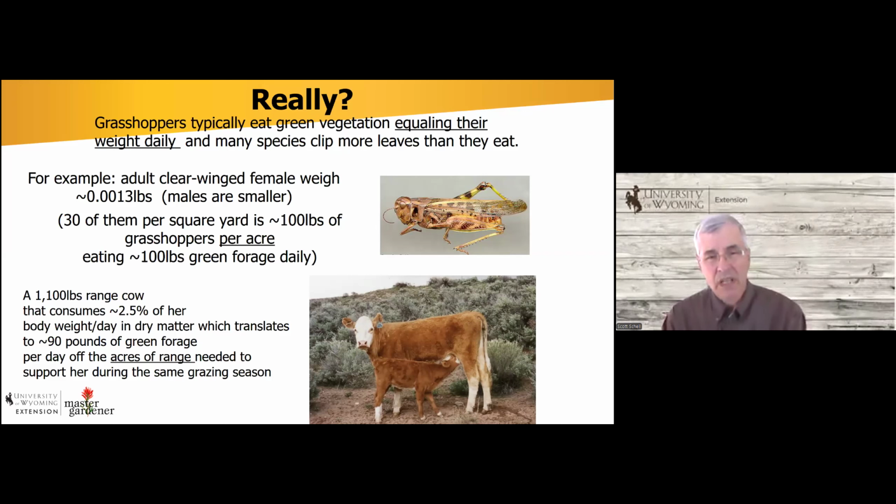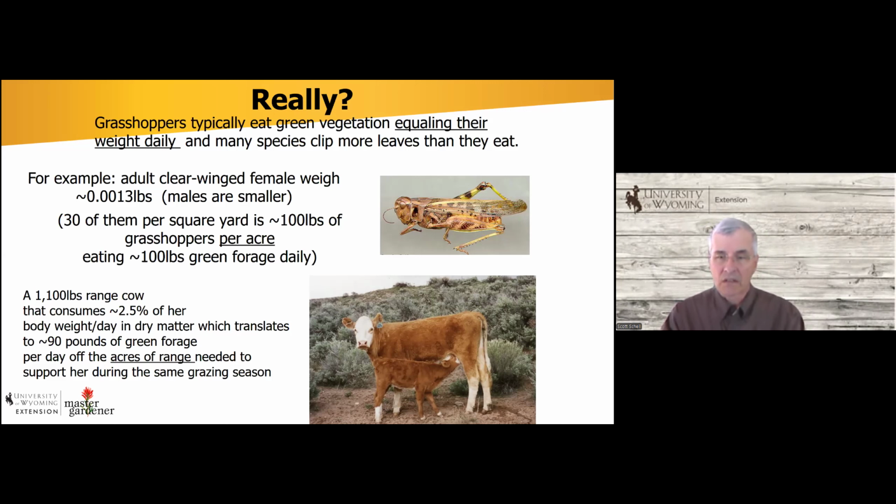And if we consider what a typical range cow would consume, which would ideally be about 2.5% of her body weight a day in dry matter, that takes about 90 pounds of green forage to give her that much per day off of the acres that she will need to support her during the same grazing season.